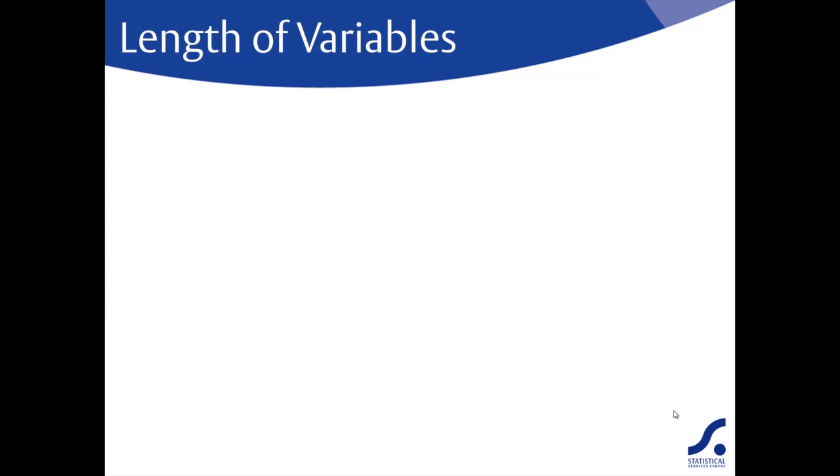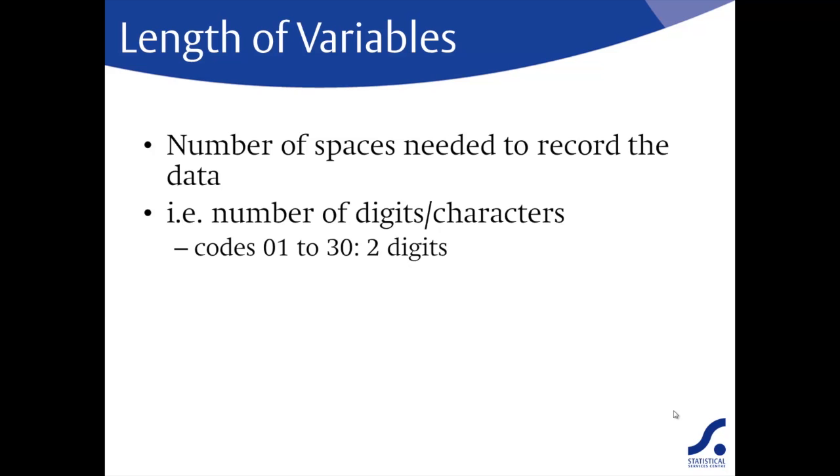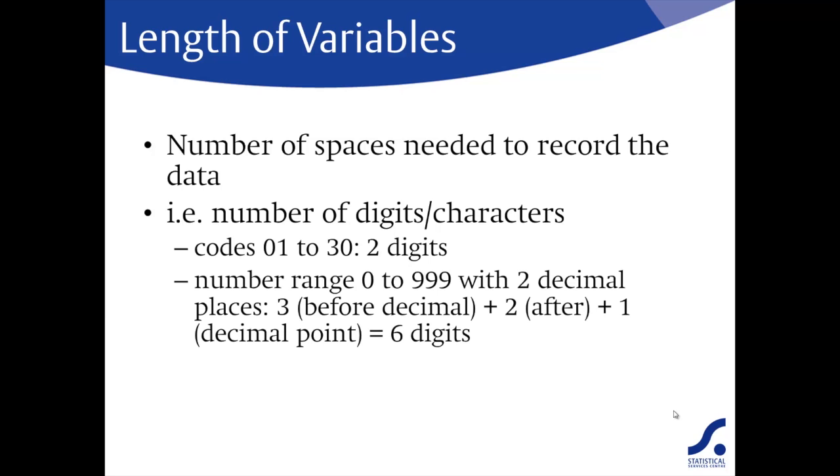When you come to define your data dictionary, you will need to specify a length for each variable. This is the number of spaces needed to record the data you're expecting for the variable. In other words, this is the number of digits or characters that you want to allow. For example, if you have codes that range from 1 to 30, you will need a length of 2 as you need to accommodate 2 digits. If you have numbers that range from 0 to 999 and you want to allow for 2 decimal places, then the length should be 6: 3 before the decimal, 2 after, and don't forget 1 for the decimal point itself.